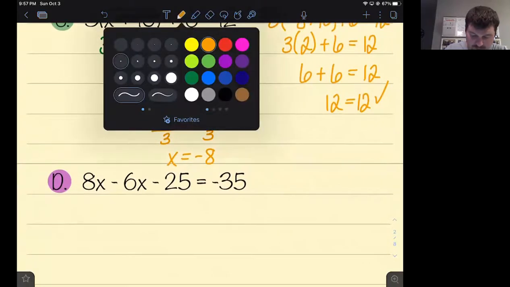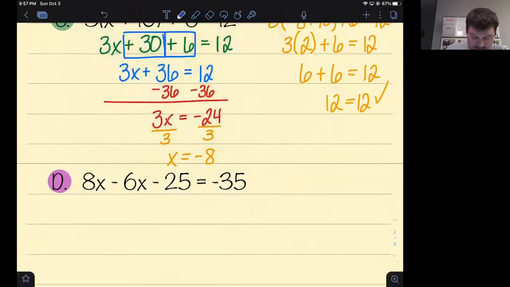Here's another one where I have to combine like terms. Be careful when you're combining like terms. This is one where if you don't highlight it correctly, you might end up adding 8x and 6x to get 14x. That is not correct here. 8x and 6x would give me 14x, but this is negative 6x, which means 8x and negative 6x will give me 2x.